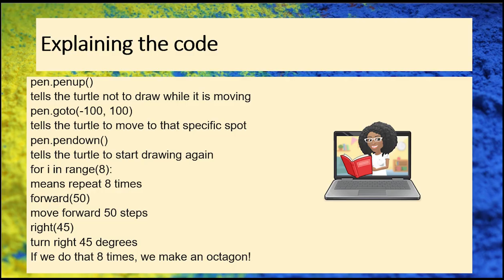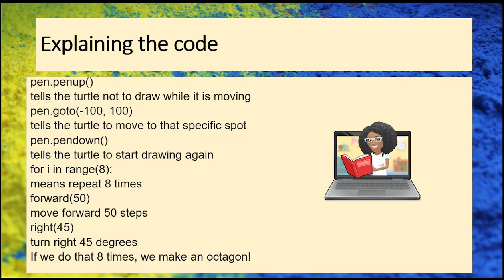Pin up tells the turtle not to draw while it is moving. Pin go to -100, 100 tells the turtle to move to that specific spot. Pin down tells the turtle to start drawing again. For i in range 8 is a for loop. The 8 means repeat 8 times.